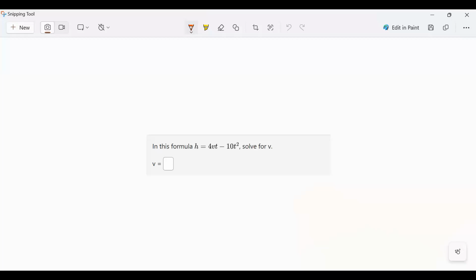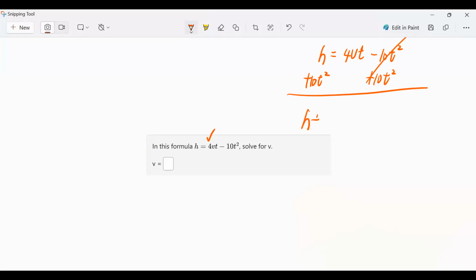Okay, so here we go. So here we are solving for v, right? Meaning you need to get this term by itself. So let me just copy the whole thing: 4vt and then 10t squared. So first of all, we're going to isolate this term, meaning we need to get rid of the other term. So you're going to subtract 10t squared from both sides of the equation. And the goal is to keep the first term by itself, right? So this one gets canceled.